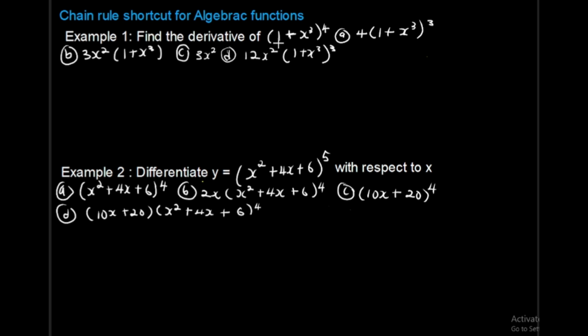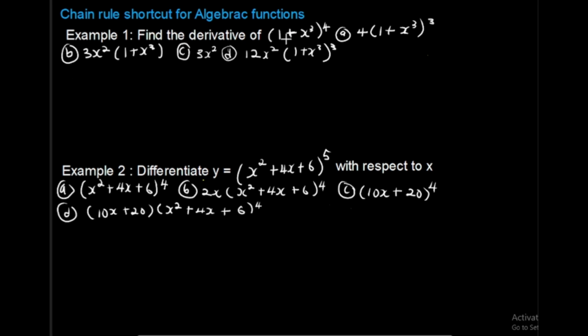Our inner function here is 1 plus x cubed, so we differentiate it. Differentiating 1 plus x cubed, we have differentiating 1, we have 0. Differentiating x cubed, that gives you 3x squared. Okay, so we've differentiated our inner function. Now, the next step will be to apply the power rule of differentiation.